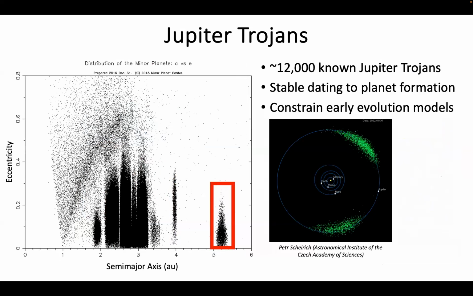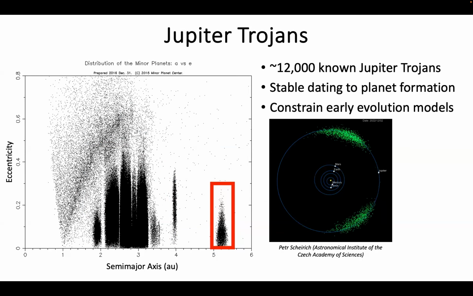Another example are the Jupiter Trojans. So we currently know of about 12,000 Jupiter Trojans. These are bodies that are believed to have been captured into this resonance with Jupiter at the time that the planets formed, and they were captured as Jupiter in particular migrated through this disk of planetesimals. So we can use them to constrain Jupiter's early migration through the planetesimal disk.